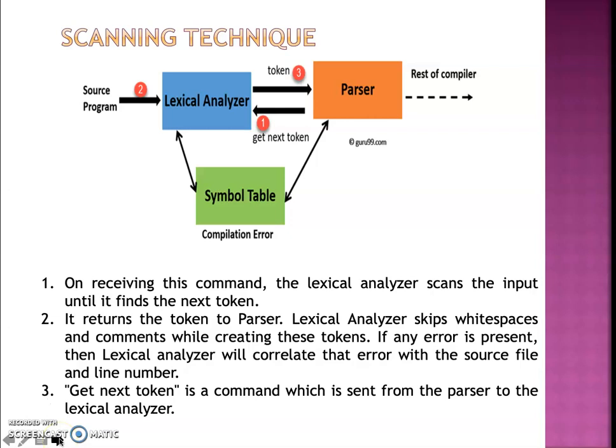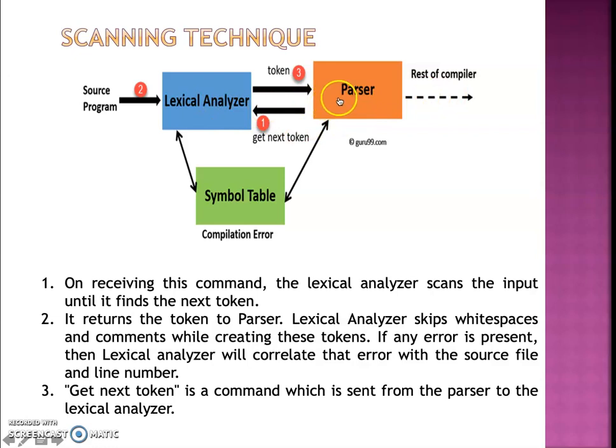Let's look into the various scanning techniques. In this scanning technique picture, we can see that the source program, the code which we write in the program, is provided to the lexical analyzer. This is also known as a scanner, which scans each word from this program and converts it into tokens. This is the second step where the tokens are provided to the parser. And this process continues, giving the tokens to the parser and the parser asking for the next token from the lexical analyzer. And the compiling starts after this.